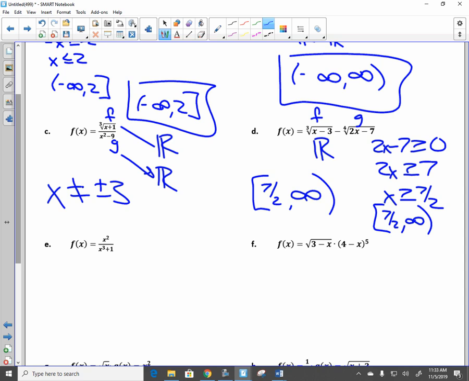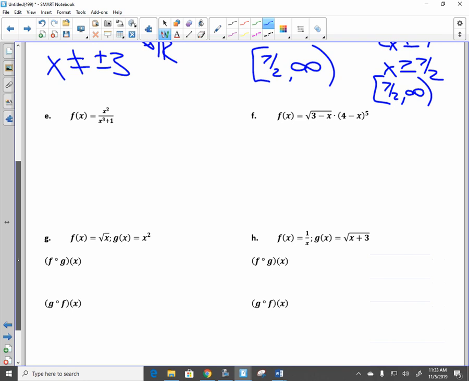So again, we're taking functions that look complicated. We're making them easy. Last two examples. Top and bottom, domain of x squared. All real numbers. Domain of x cubed plus 1. All real numbers. But we can't divide by 0. What would give you 0 in the denominator? Negative 1. So x cannot be negative 1.